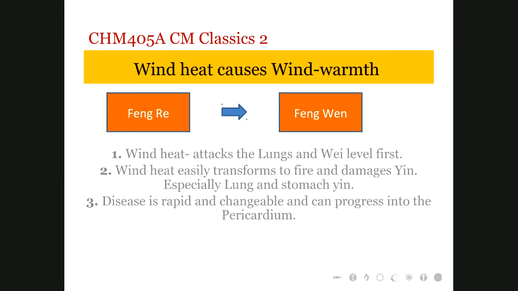So that's why disease is very easily transmitted due to heat pathogens, and so they come very quick and also change very quick. So either they are managed well by using specific interventions, or it is going to be progressive and affect internally the pericardium or other organs.